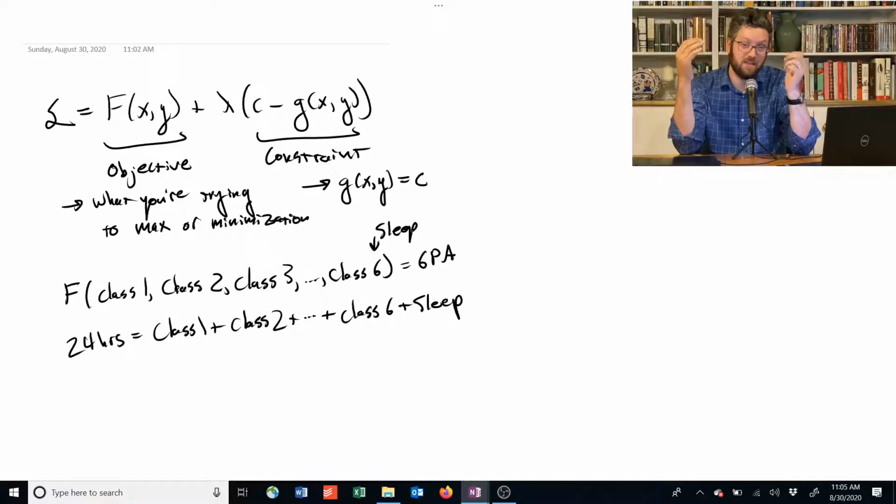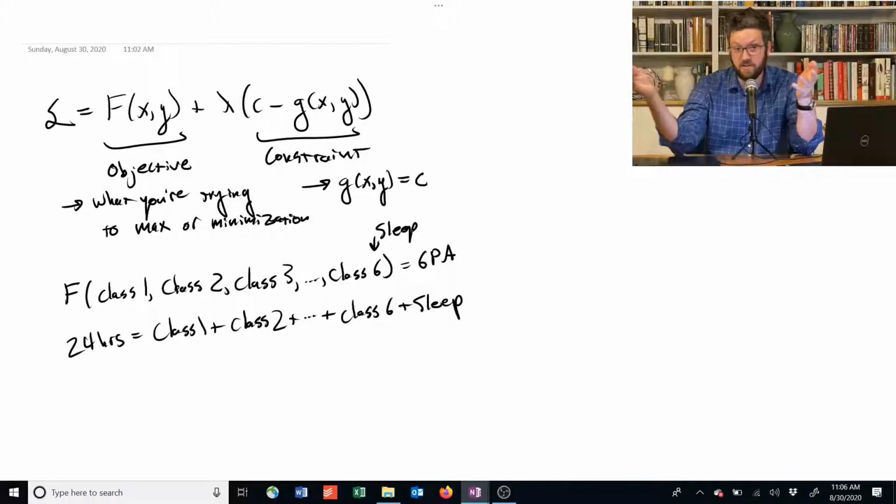The structure is identical, right? It's like I'm trying to maximize something, in this case my GPA, and if I had no constraints, I would just study for an infinite amount of time and sleep for an infinite amount of time and then get a perfect 4.0. But I'm constrained. I only have 24 hours. So all of the time I spend studying and sleeping has to add up to 24. Okay? It works the same way.